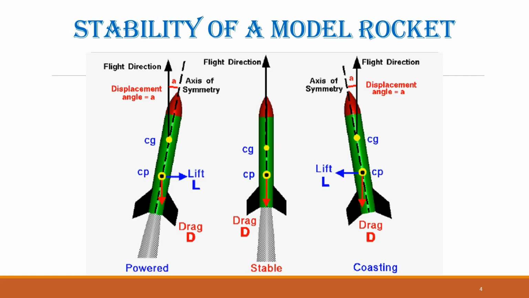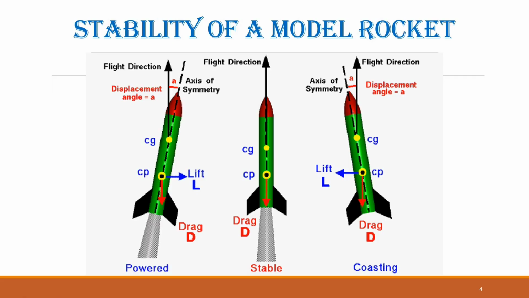You can perform a simple test to determine the stability of a model rocket. Tie a string around the body tube at the location of the center of gravity. Be sure the engine and parachute are installed. Hold the free end of the string and swing the rocket in a circle around you. Observe the orientation of the nose. If the nose points in the direction of rotation, the rocket is stable and the CP is below the CG. If the tail points in the direction of rotation, the rocket is unstable.